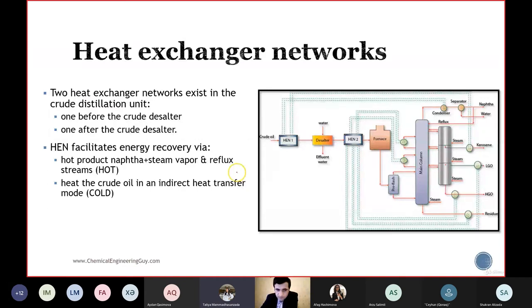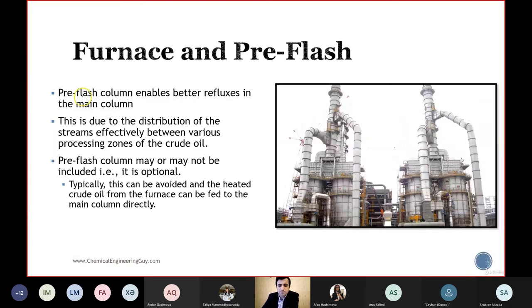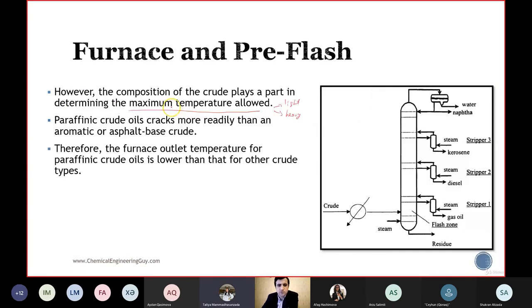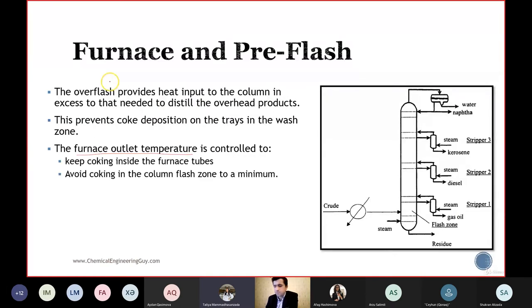I have a question. Could you please go back to the previous slides, which was coking? Yes, coking. Yes, this one? Coking, the previous one. Yes. Keep coking inside the furnace tubes. Is this coking the refinery process unit, or the coking in the heater? The problem, let's say, in the heater. The coking is a process. Here we call it a process, which actually you are right.